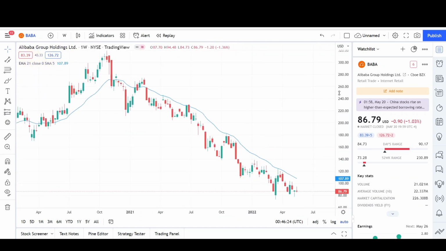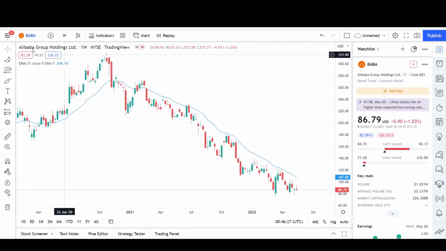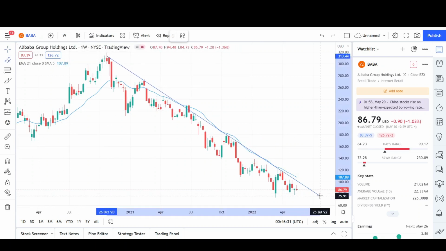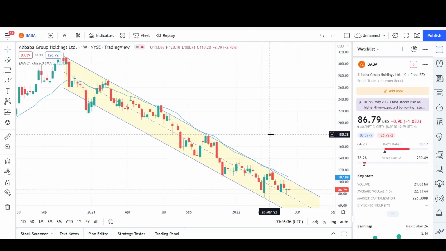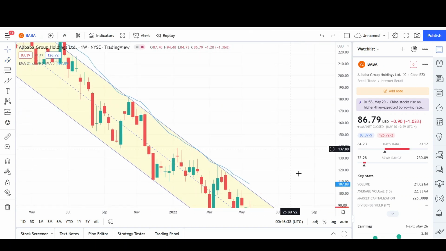Here we have the weekly chart for Alibaba, and we've been going down since October or November of last year inside this downtrend channel that's very healthy, so it can last a long time. It's a nice 45-degree angle.